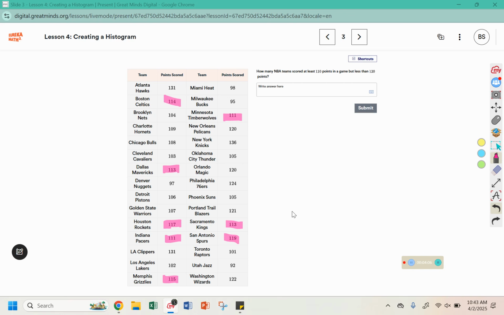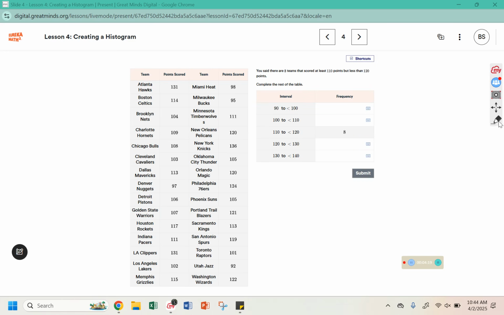There are 8 NBA teams that scored between 110 and 120. Now it says to complete the rest of the table. So we're going to look at which ones scored 90 to 100. I see 4 that scored between 90 and 100.